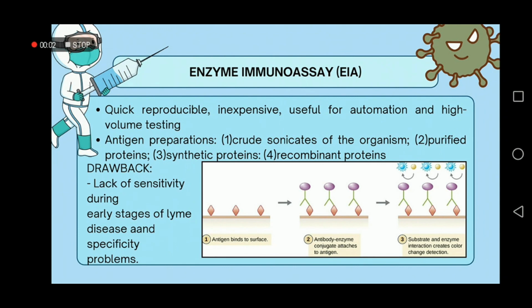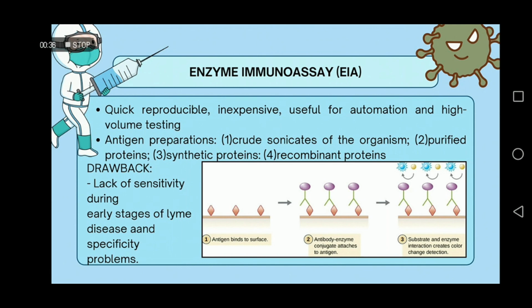EIA testing is quick, reproducible, more objective, relatively inexpensive, and lends itself to automation in high-volume testing. Antigen preparations used in the assay include pure sonicates of the organism, purified proteins, synthetic proteins, and recombinant proteins. The manufacturer's selected antigen is then coated onto 96-well microtiter plates or strips by various proprietary methods. Patient sera is added and allowed to incubate with the antigen.